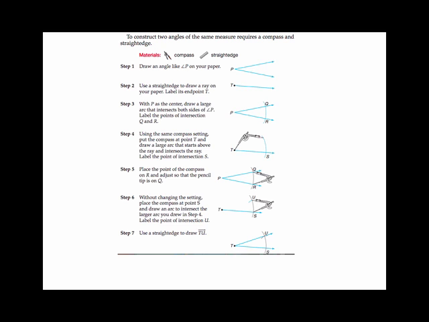Let's try constructing angles of the same measure. This is going to require using a compass and a straight edge. Your first step will be to draw an angle like the one that you see, angle P, on your paper. It really doesn't matter what the measure of that angle is. Got it? Now use a straight edge to draw a ray on your paper. Label the endpoint T.